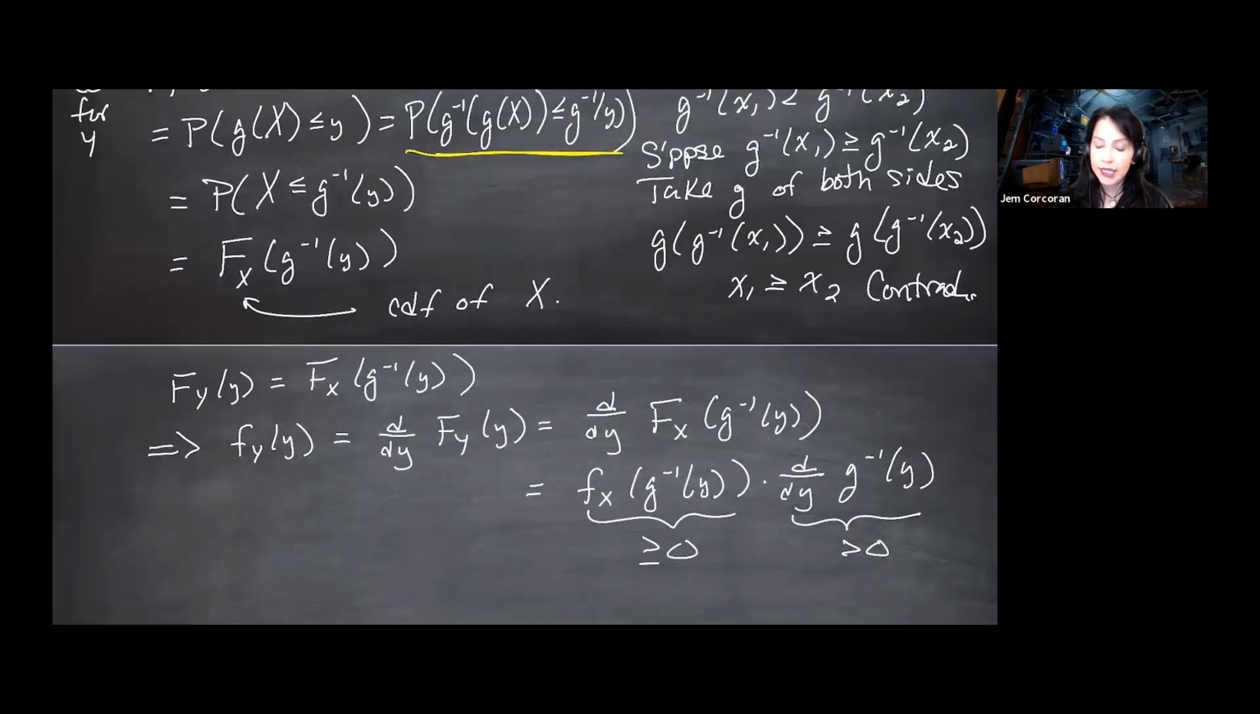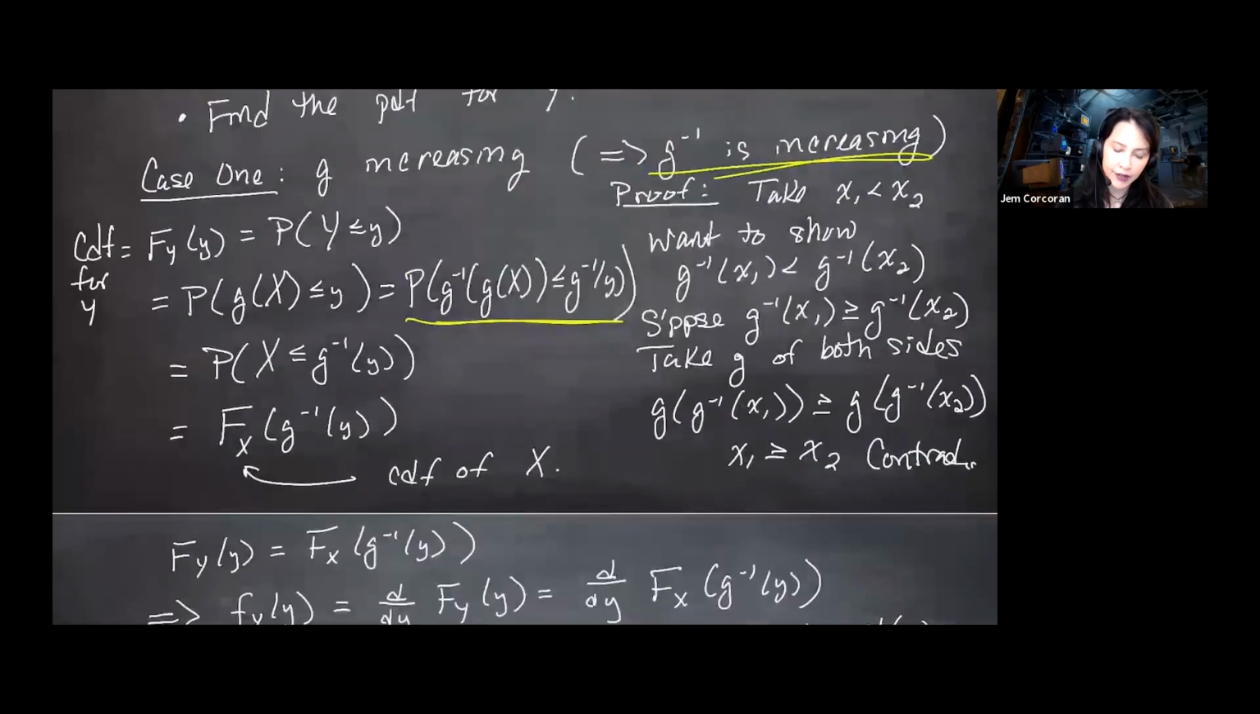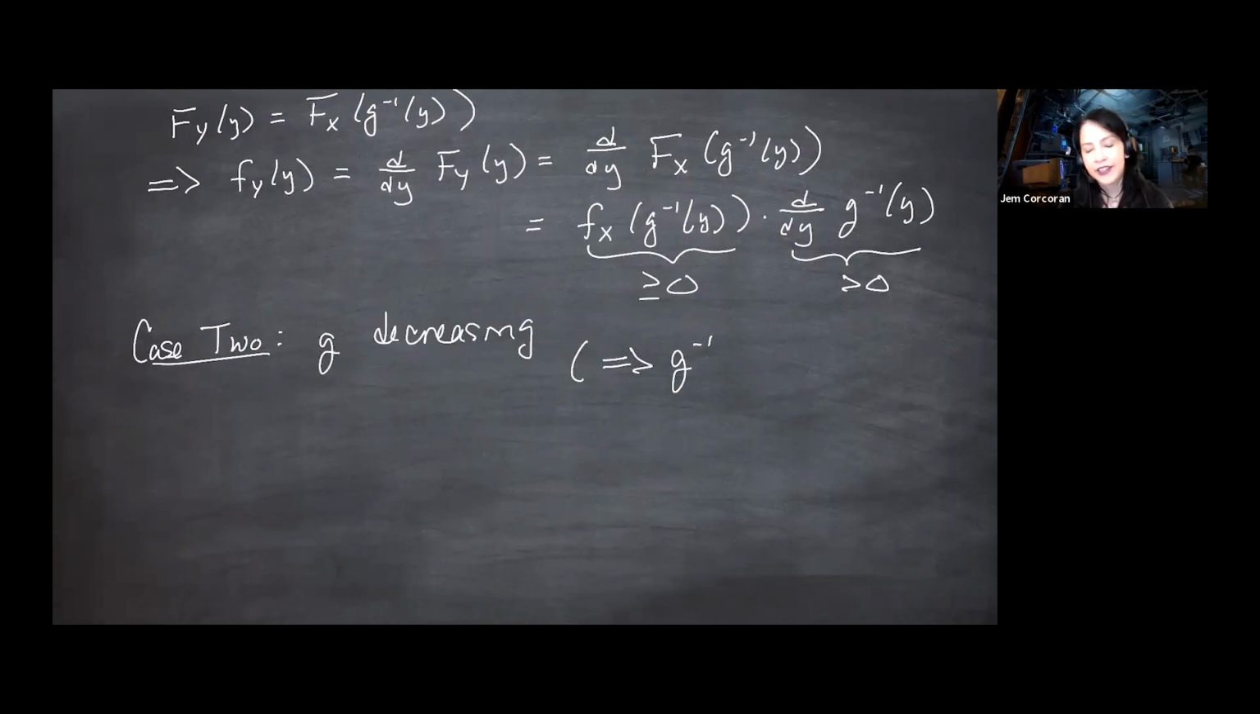Okay, so that was one case. The other case, case 2: g is decreasing. And this parenthetically implies that g inverse is decreasing. Same sort of argument we had before. You could say, suppose g inverse was increasing. Well, the inverse of that is g, which then must be increasing, but we said it was decreasing. So there's a contradiction. But this implies that g inverse is decreasing.